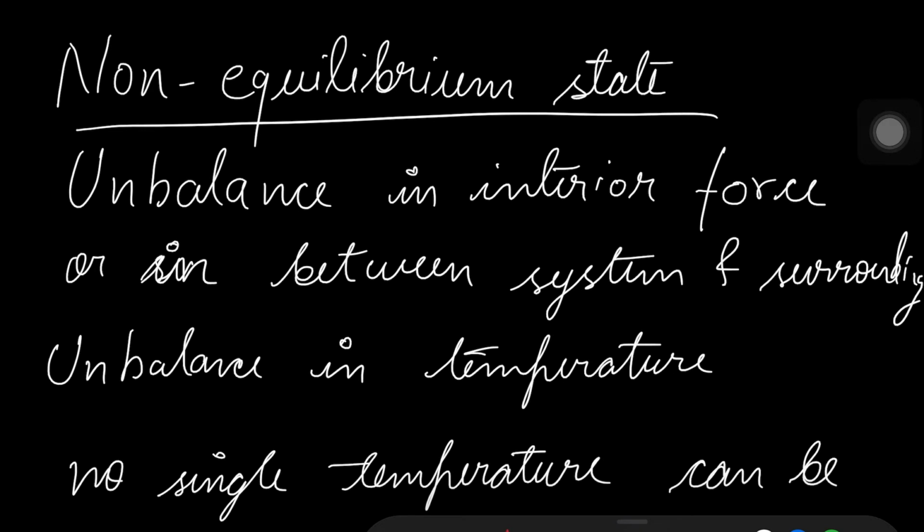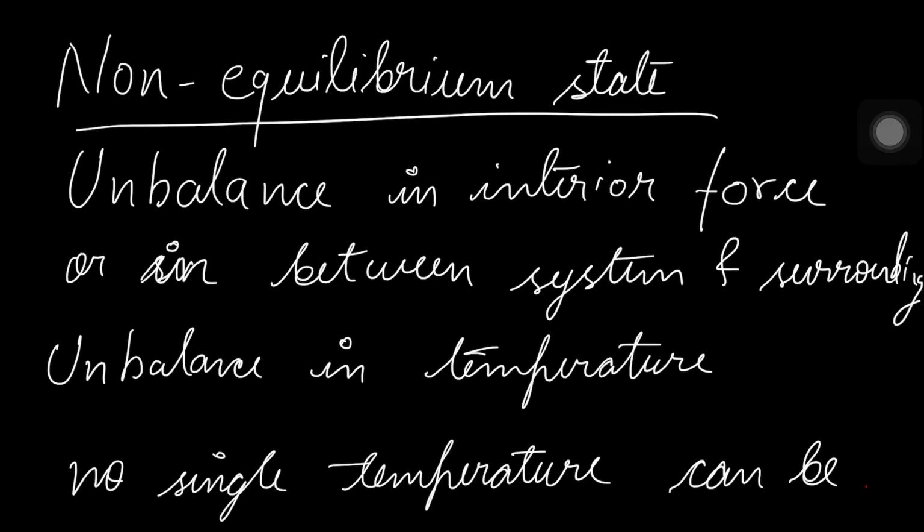This is very important, guys. For a thermodynamic equilibrium to take place, all the three equilibria should be there: mechanical, chemical, thermal. If one of them is not there, we cannot say a system is in thermodynamic equilibrium. So clearly now it's an easy definition for a non-equilibrium state.